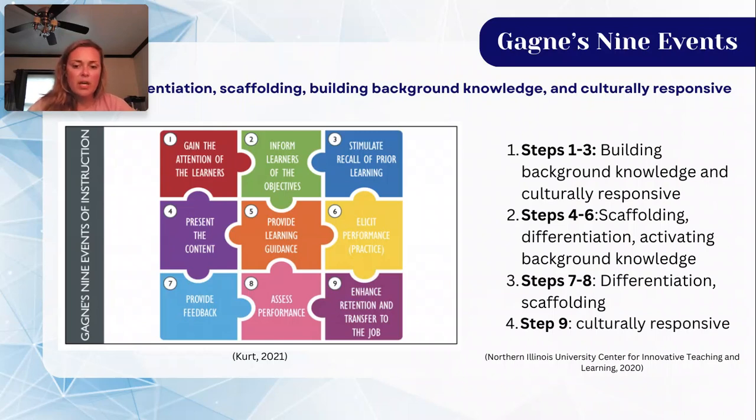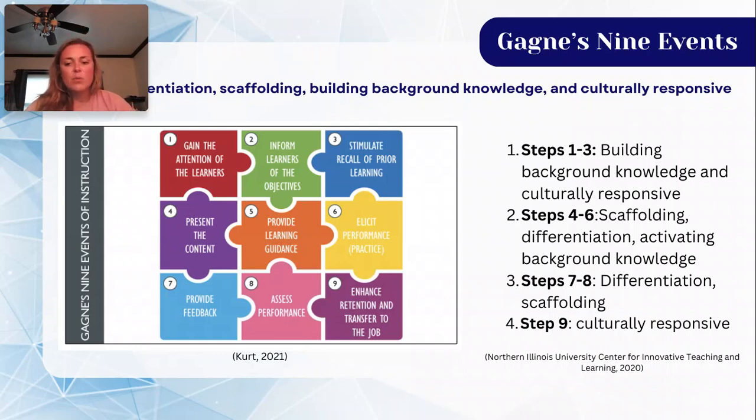And steps 7 through 8, this is again differentiation and scaffolding, because you're providing feedback for students as a scaffold to use for that final outcome or that final assessment. And you're also differentiating the way you assess students. So could it be that you're assessing them verbally instead of making them write a paper? Could be you're assessing their knowledge in whatever way they choose to share it with you. And you could provide feedback in a variety of different ways as well. These are all pieces that hit on and touch on that differentiation and scaffolding piece.